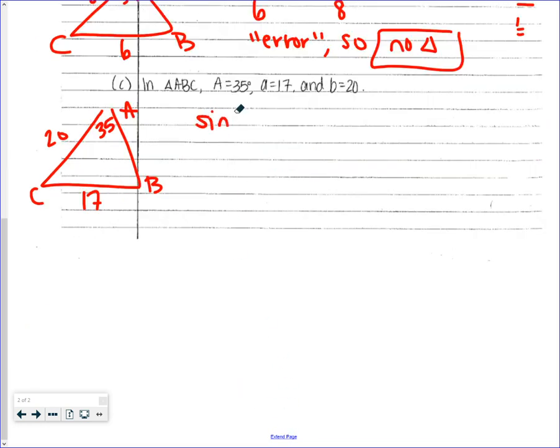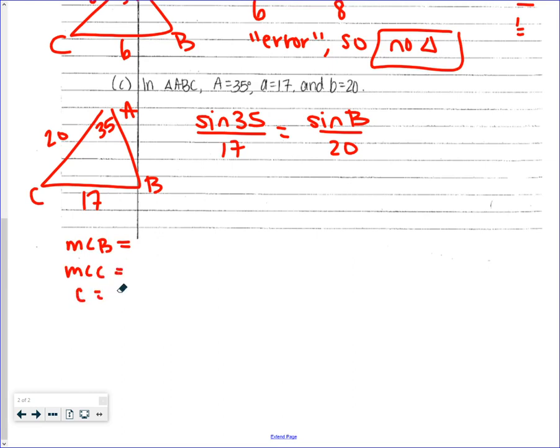So we would start with, I would say sine of 35 over 17 equals sine of what? B over 20. Do you guys get that by now without my help? Okay. So go ahead and cross multiply and divide. Take your inverse sine at the end, right? If you really wanted to, you could technically do inverse sine of the whole thing, but I just think that's kind of a lot of stuff. So I cross multiply and divide, and I do inverse sine at the end. So we're missing angle B, angle C, and side C. And what do you guys get for angle B? 42 degrees. Okay?